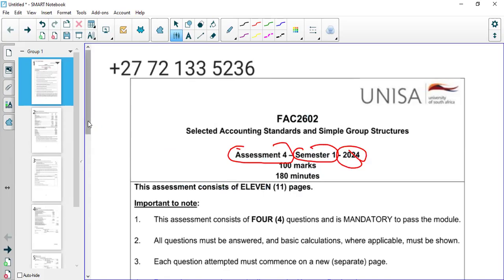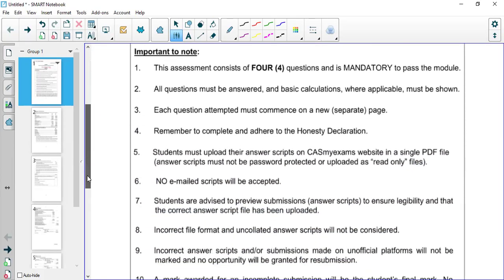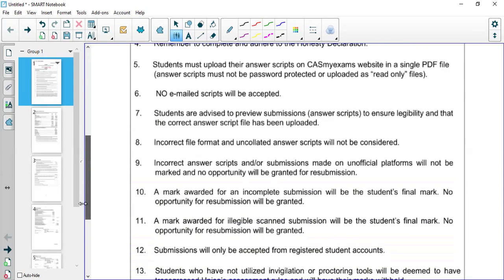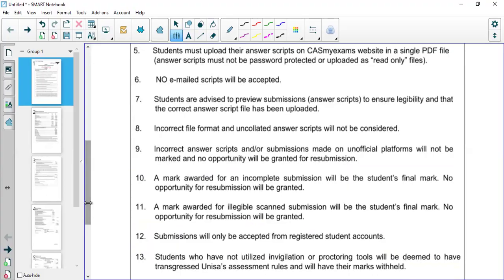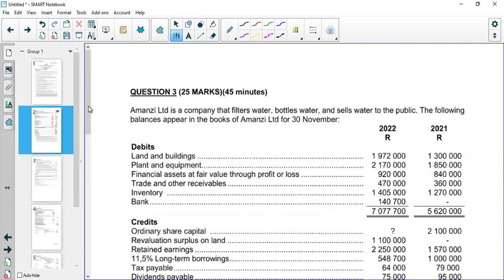All right, so this is more like the final exam, although going forward, the final exam will also include other aspects like investment in associates and joint ventures. Now we're going to focus on question number 3. Question number 3 has to do with cash flow statements.